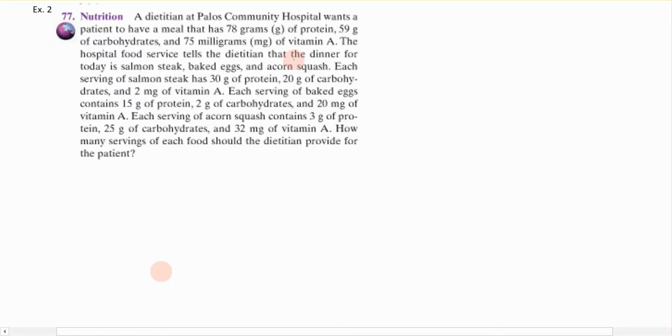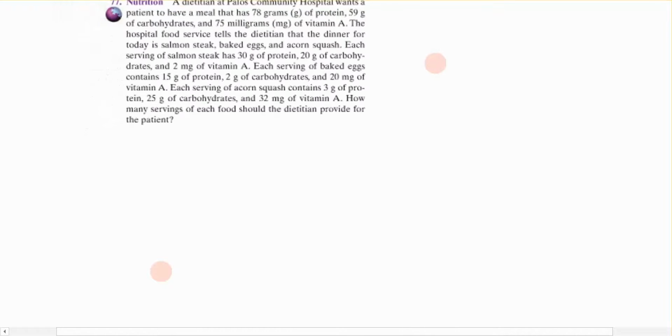The dietitian knows that each serving of salmon contains so much protein, carbohydrates, and vitamin A, as do the eggs and the squash. We are to find out how many servings of each food the dietitian should provide for the patient. The hardest part about these types of examples is to know how to set up your system. You know you're going to use a system because that's what you're studying. But how do we set it up?